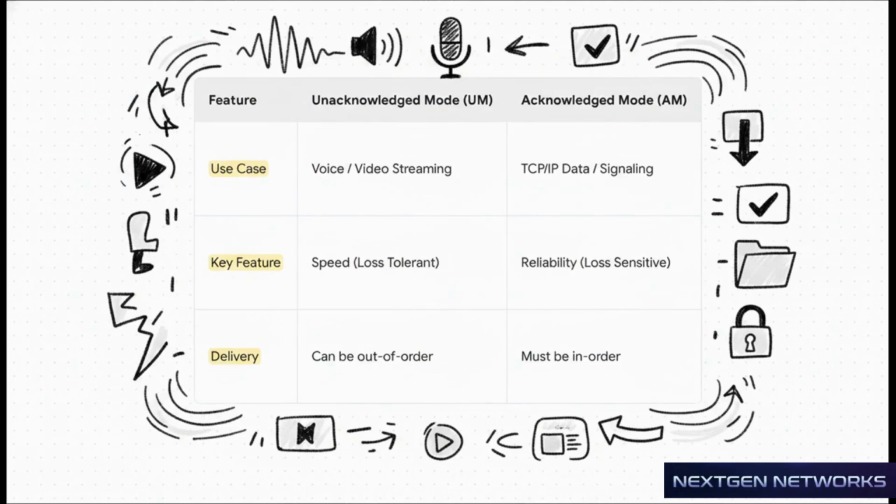So let's put the two most important modes head to head. Unacknowledged mode is what you use for stuff like voice over LTE or streaming video. It can tolerate a little bit of data loss, but it's super sensitive to delays. Acknowledged mode is the complete opposite. It's for your web browsing, your file downloads, all that critical network signaling. It absolutely cannot tolerate any data loss, and it has to deliver every single piece perfectly in order.